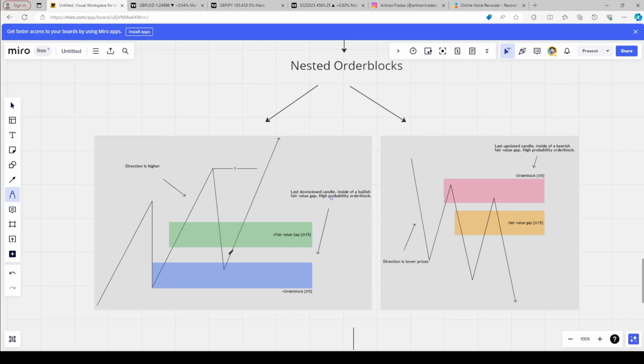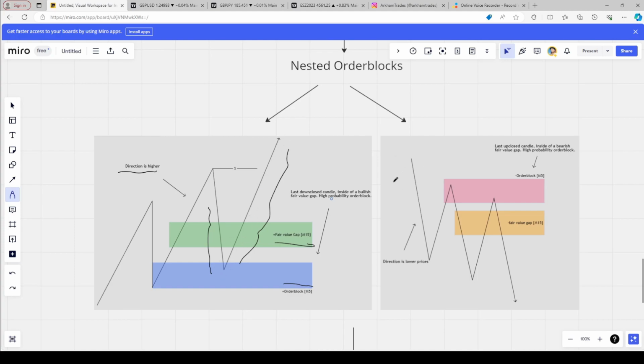So in this example here, we have a break higher, the overall direction is higher. We have a pullback in price. We have a M15 fair value gap here, and then inside of that M15 fair value gap, we have a M5 order block. And then we see price come down, tap into this M15 fair value gap, and then tap into the open of this order block, and then we see the push higher. This would be a high probability order block.